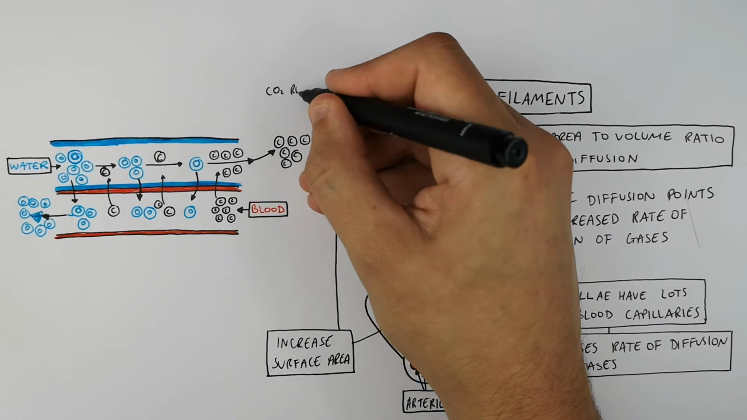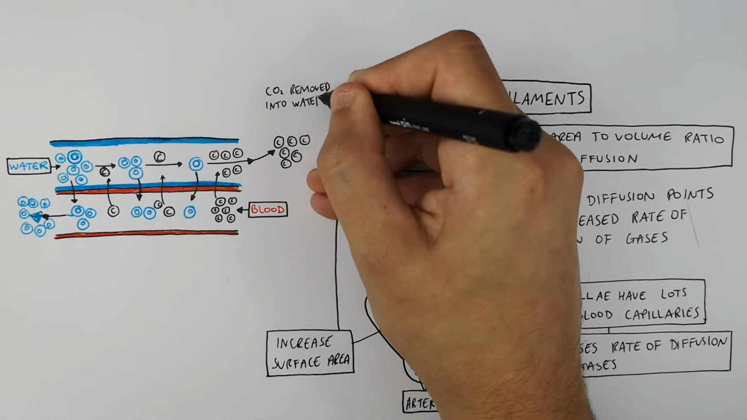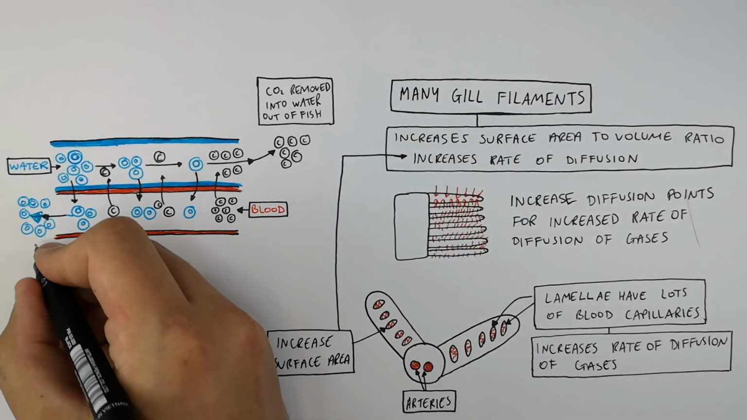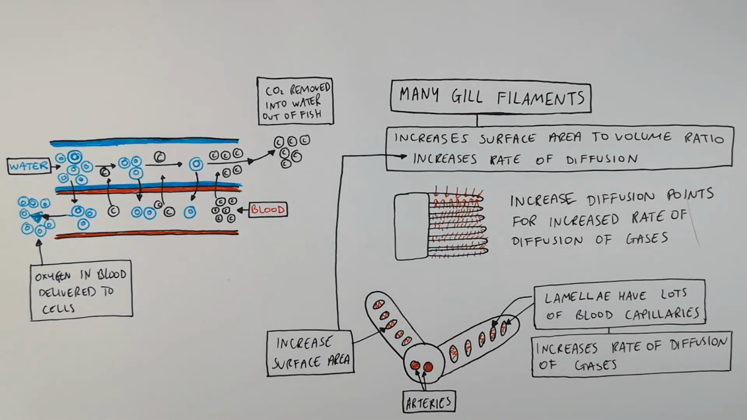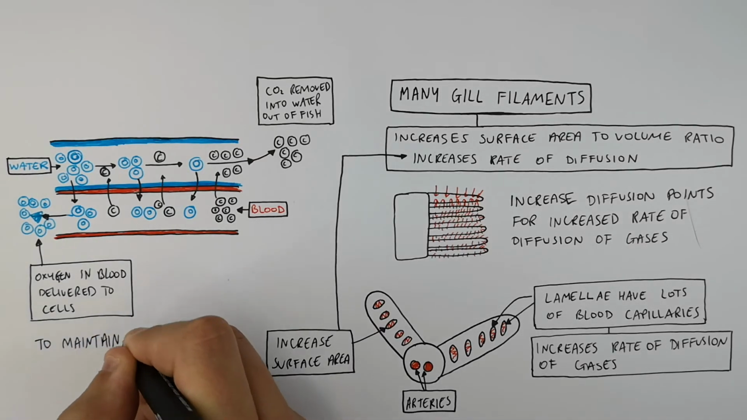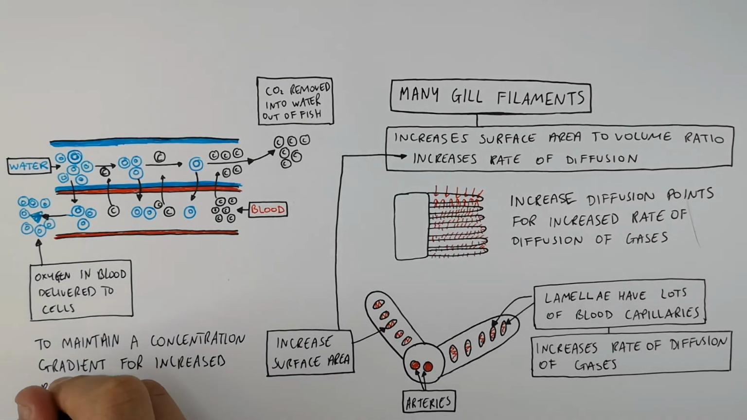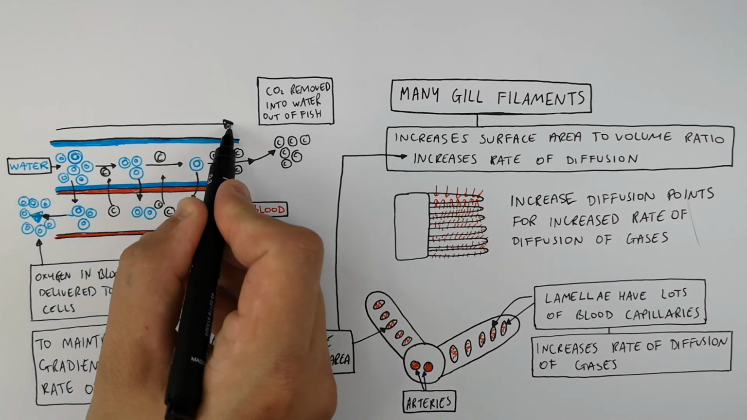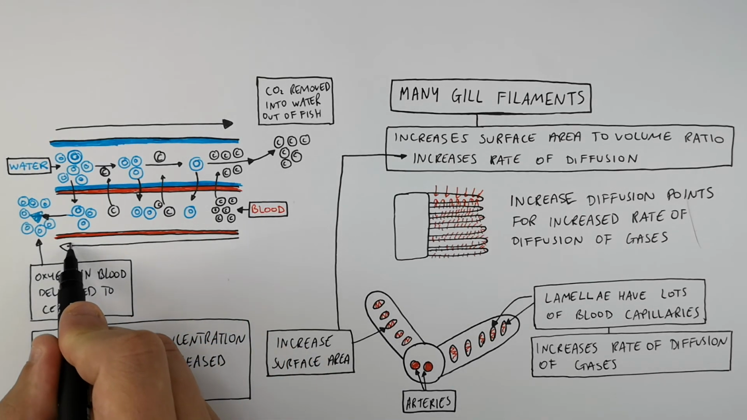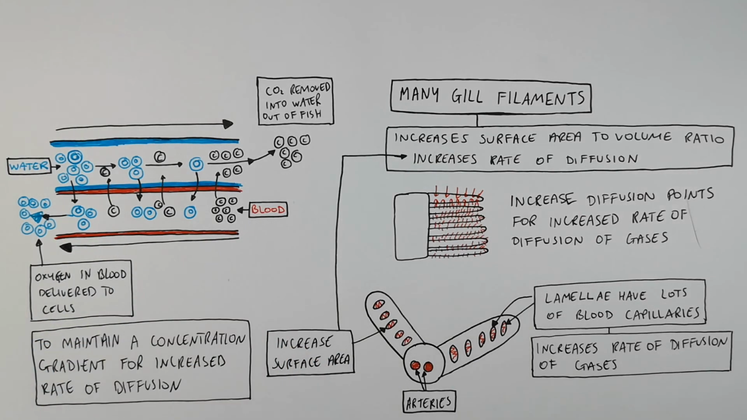So remember, the carbon dioxide is removed into the water out of the fish. And at this point here, there is oxygen in the blood which is delivered to respiring cells. So the water and the blood move in opposite directions to one another to maintain a concentration gradient for increased rate of diffusion of oxygen into the blood from the water and carbon dioxide out of the blood and into the water. So if water travels in this direction, blood is going to travel in the opposite direction to the water. This is to maintain the concentration gradient.